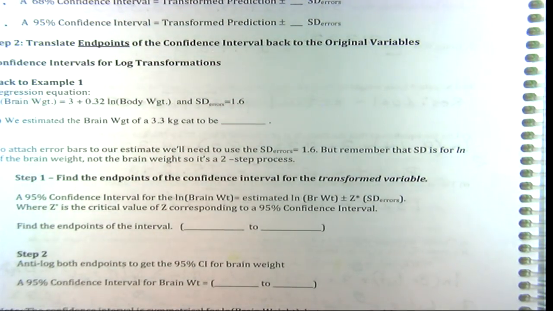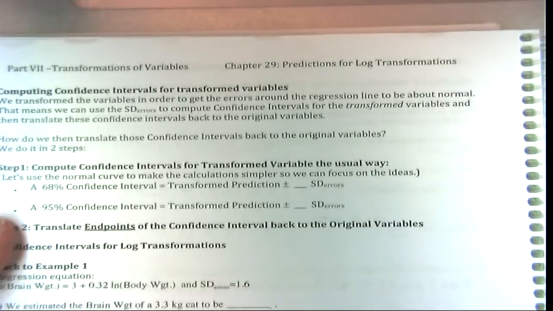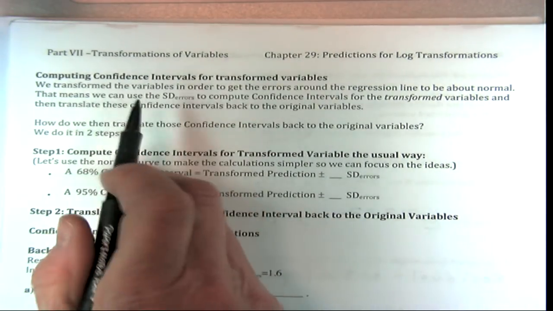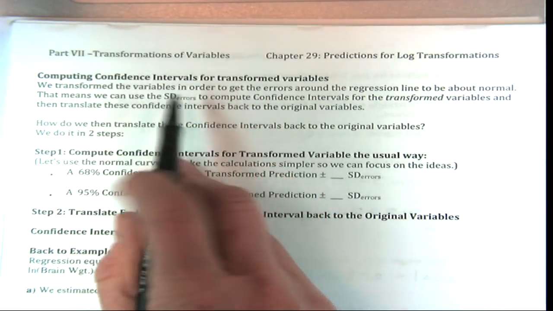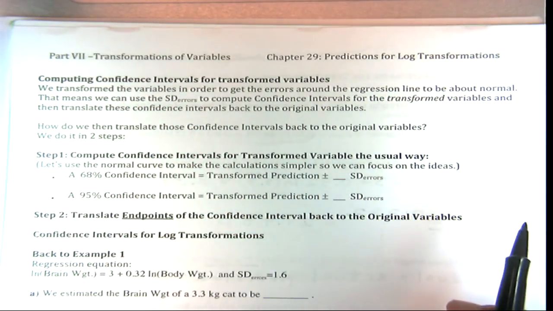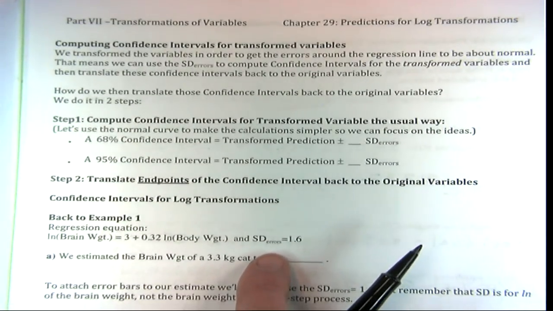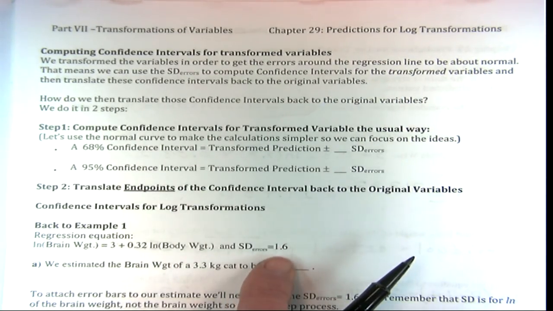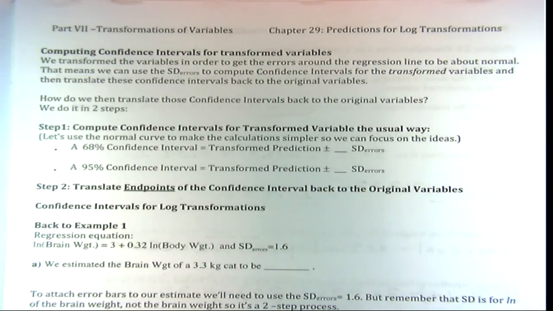All right, so now this is what you do need to know to do your homework, and it is very good preparation for the section after this on logistic regression. This is computing confidence intervals for transformed variables. We transformed the variables in order to get the errors around the regression line to be about normal. That means we can use the standard deviation of the errors, the rounded one, to compute confidence intervals. But this is for the log, for the transformed variables. So then we have to translate that back to a confidence interval for the actual variable we're interested in, not the log of the brain weight, but the brain weight itself.